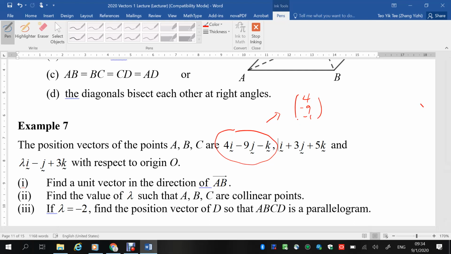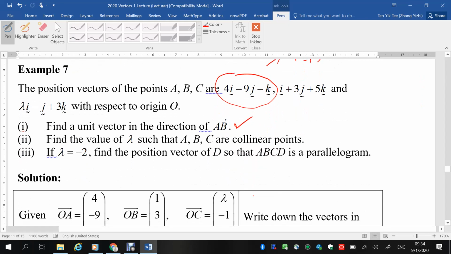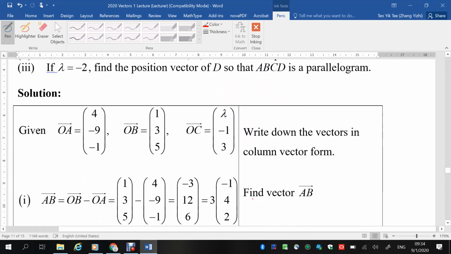So part 1, look at the question. I need to find a unit vector of AB. I need the unit vector in the direction of AB. So of course I must find AB first. If you make use of vector addition or vector subtraction, whatever you call it, AB is equal to OB minus OA.